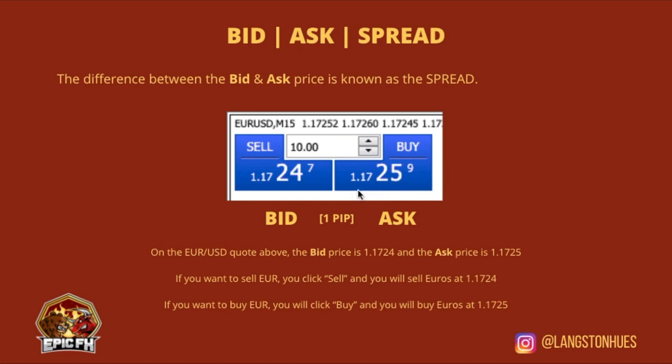So you can see the difference between the bid and the ask is 1 pip because the bid is at 1.1724 and the ask is at 1.1725. 25 minus 24 is 1. So the spread is giving us a 1 pip spread. And that's how you calculate the spread on currency pairs.